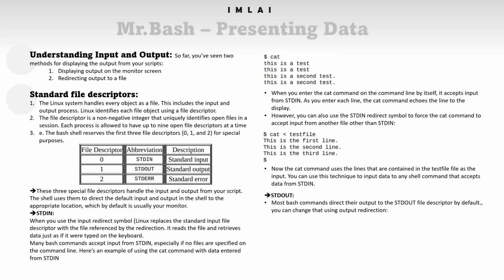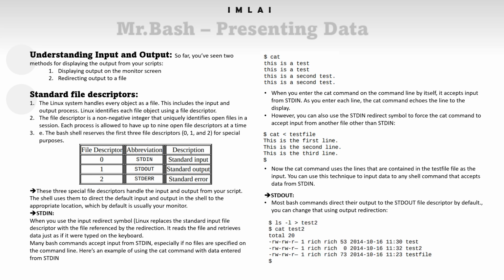Now in spite of that, we may want to direct it somewhere else. Standard in is the standard input, that's through the keyboard, whereas standard output is directed to the monitor. Most bash commands direct their output to the stdout file descriptor by default. You can change that using output redirection.